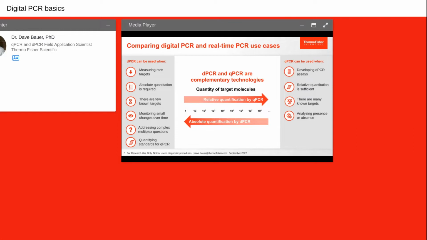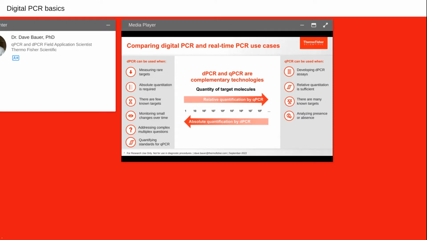Starting on the right of the slide, real-time PCR does have its areas where it can be beneficial compared to digital. For example, developing assays, as I mentioned on the previous slide, where we're detecting with real-time PCR the kinetics of the reaction, and that can sometimes be valuable for assay development. Or let's say we're just doing relative quantification, looking for a 10 or 50-fold change in gene expression, that might be sufficient to do real-time. Or if there's a large number of targets or a large number of samples that we're trying to assess. Additionally, if we're simply trying to confirm if a target is there or not, present or absent, in that case, real-time might be fully sufficient.